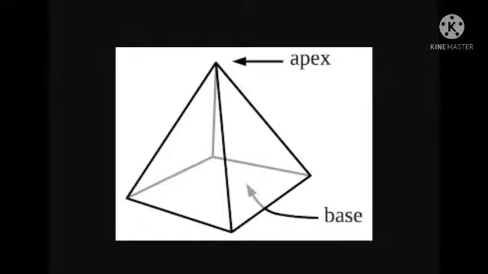Our next topic is the pyramid. A pyramid is a 3D shape made of a polygonal base, either a triangular base, square base, or hexagonal base, and the faces are triangular in shape. In the figure I have shown you a square pyramid, whose base is a square and faces are triangular in shape.